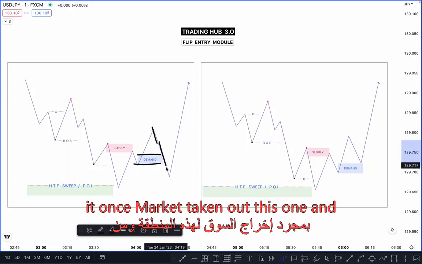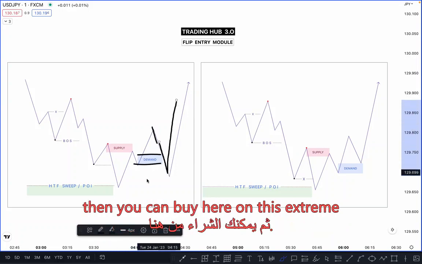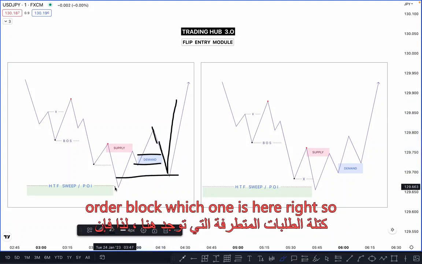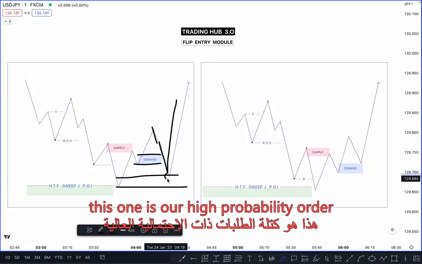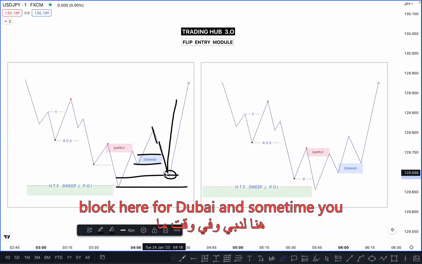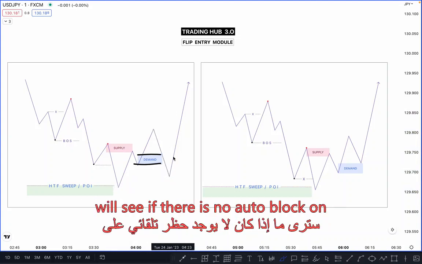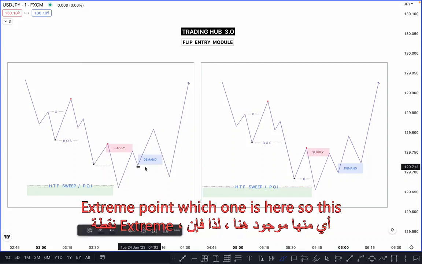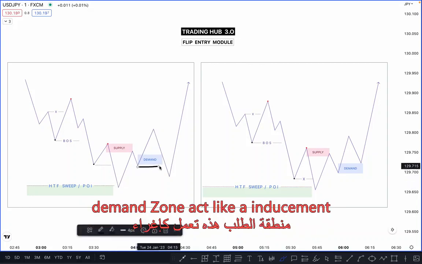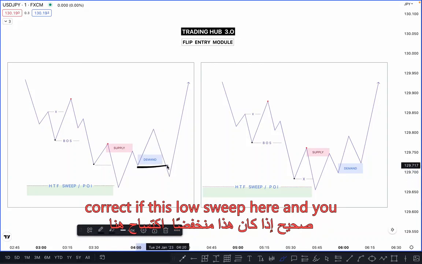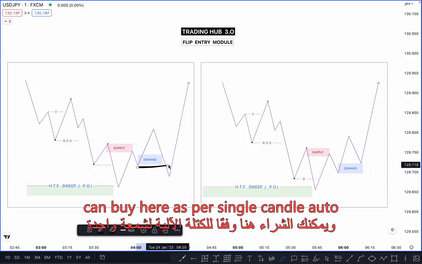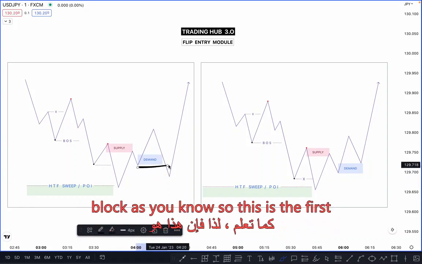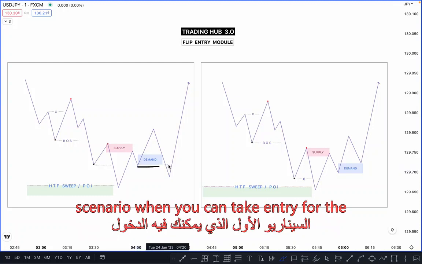Once the market has taken out this one, then you can buy here on this extreme order block. So this one is our high probability order block for the buy. Sometimes you will see there is no order block on the extreme point, so this demand zone acts like an inducement, correct? If this low is swept, you can buy here as per a single candle order block, as you know. So this is the first scenario when you can take entry for the buy.